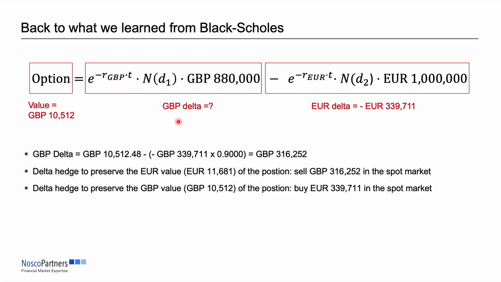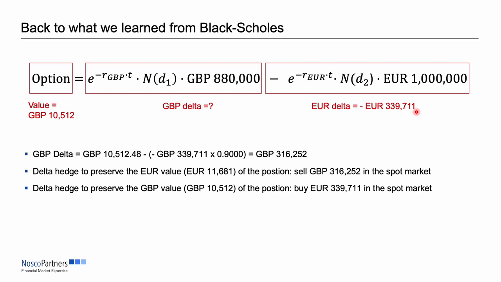The option behaves right now, this is the dynamic replication, as a position in pounds, namely 316,252 pounds, and a short position in euros, namely minus 339,711 euros. So I have two deltas. Which one do I use for hedging?